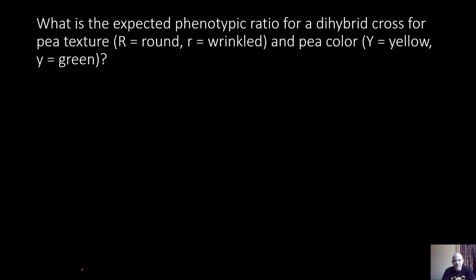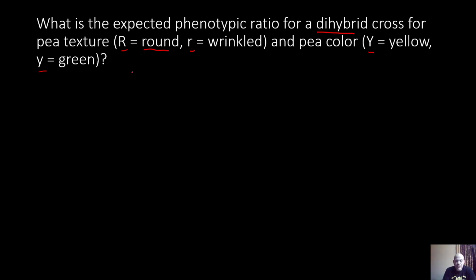So now let's look at an actual genetics problem, and we ask the question, what is the expected phenotypic ratio for a dihybrid cross for pea texture and pea color? And the alleles are defined for you here, so it looks like capital R means round is dominant, little r wrinkled is recessive, yellow color is dominant, and green is recessive. And so if we're doing a dihybrid, that means you've got to be heterozygote for both. Anything other than that, and you're not going to be a dihybrid cross.